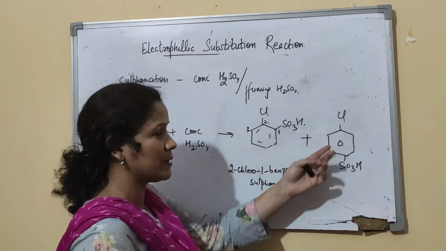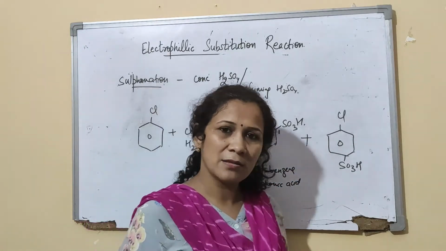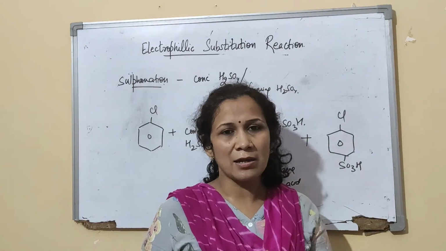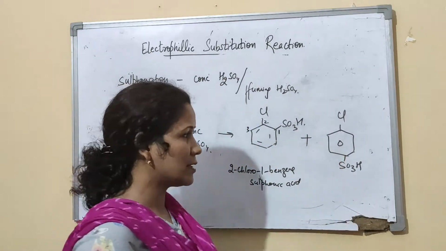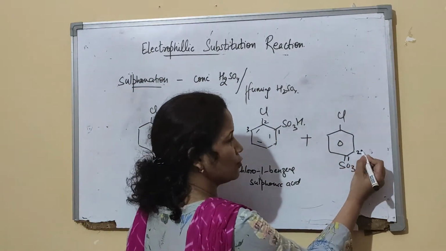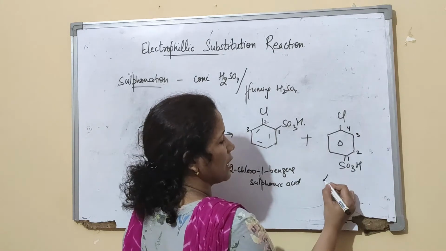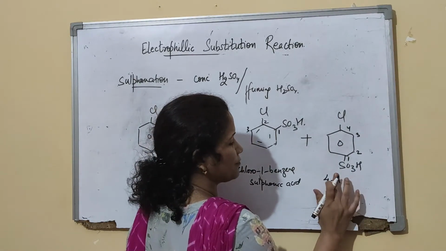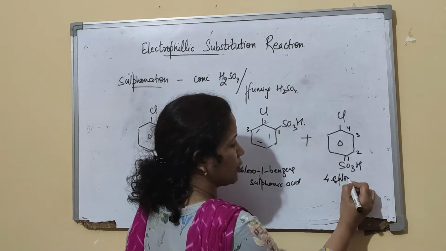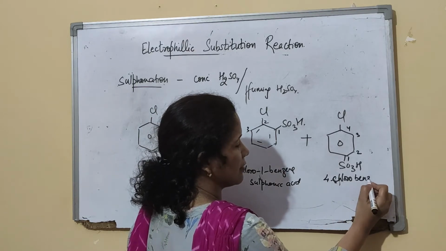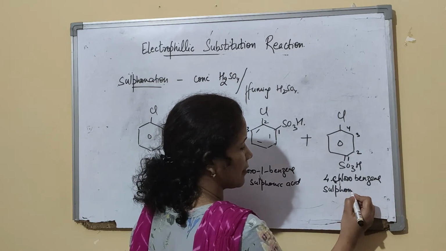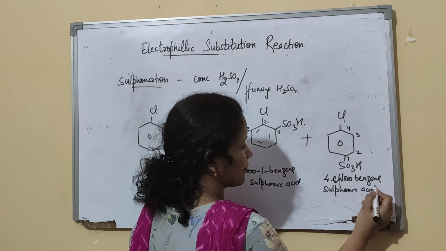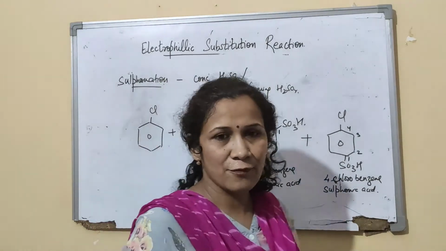So just assume what will be the name for this. Again, the same way, you will start numbering from the higher priority group. So numbering from this, 1, 2, 3 and 4. It will become 4-chlorobenzene sulfonic acid. Right? So that is sulfonation.